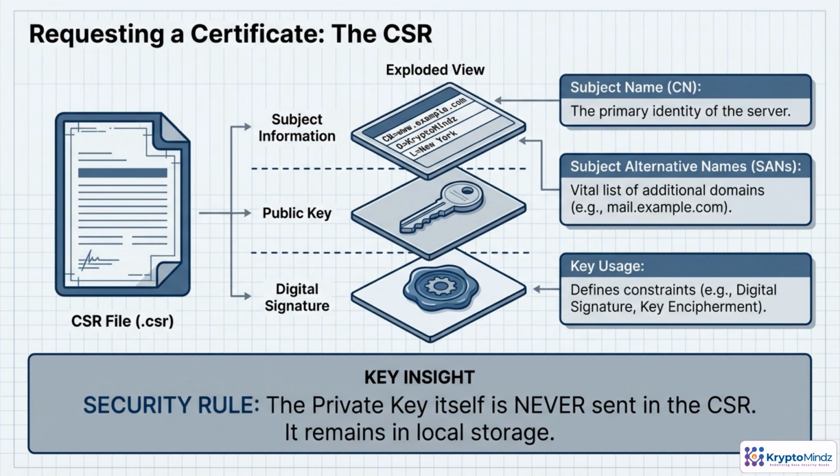Second, the public key that will be embedded into the certificate. This is the key others will use to verify signatures or encrypt data to your system. Third, the CSR is digitally signed using your private key. That signature proves to the CA that the entity requesting the certificate actually controls the corresponding private key. The non-negotiable rule is that the private key itself never leaves your system and is never included in the CSR. Only the public key and the signature travel. Keeping that boundary intact is what preserves trust in the entire PKI.